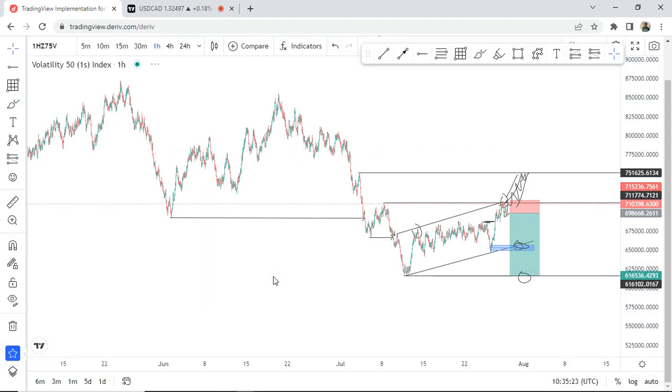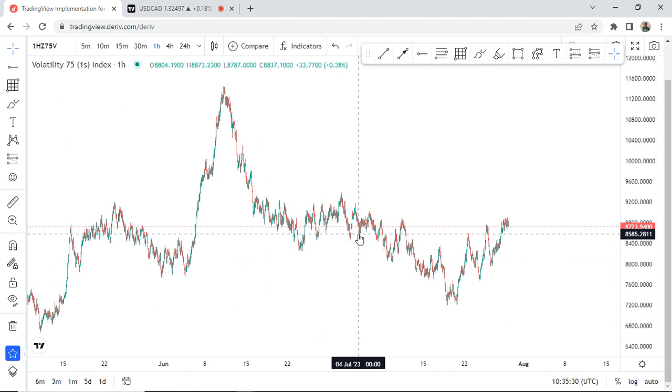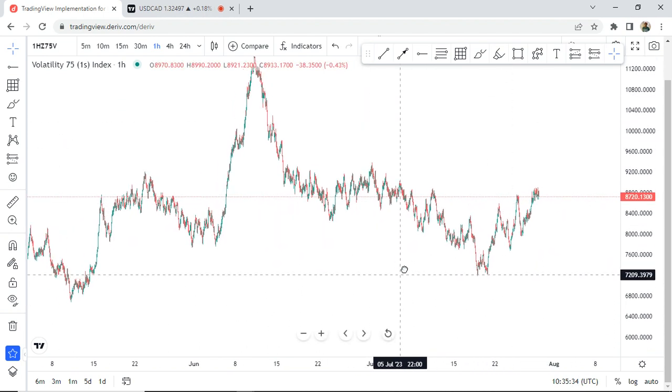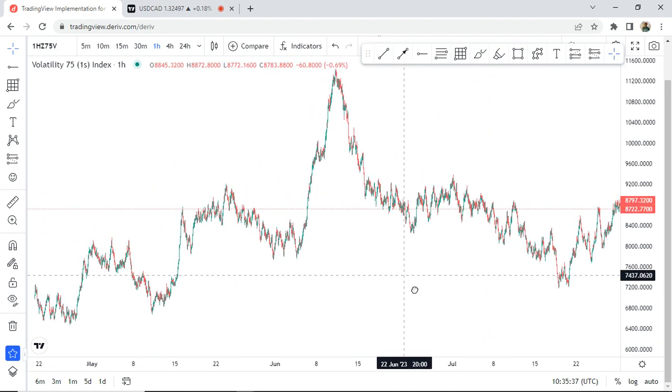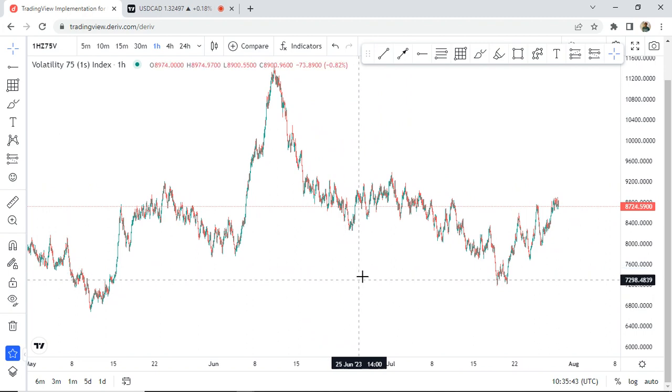So the other pair I'm gonna be looking at is gonna be volatility 75 1s. This one here, guys, is one of those types of pairs that are very cheap to trade. There's no volatility on this one, guys. You can place as many positions as possible, guys. It doesn't charge a lot of money, this one, guys. It's easy to trade.